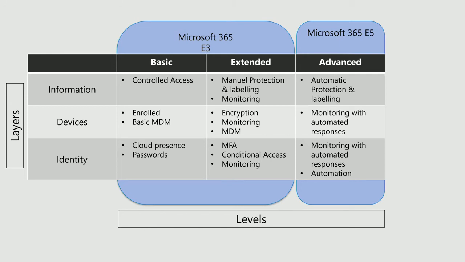But basically, we can say that when you're going to the advanced level, you have the E5 or you have the P2 in Azure Information Protection, right? Everything that's automated, everything that's recommended, everything that gives you bigger information on what's really happening is E5. So, back to information protection.